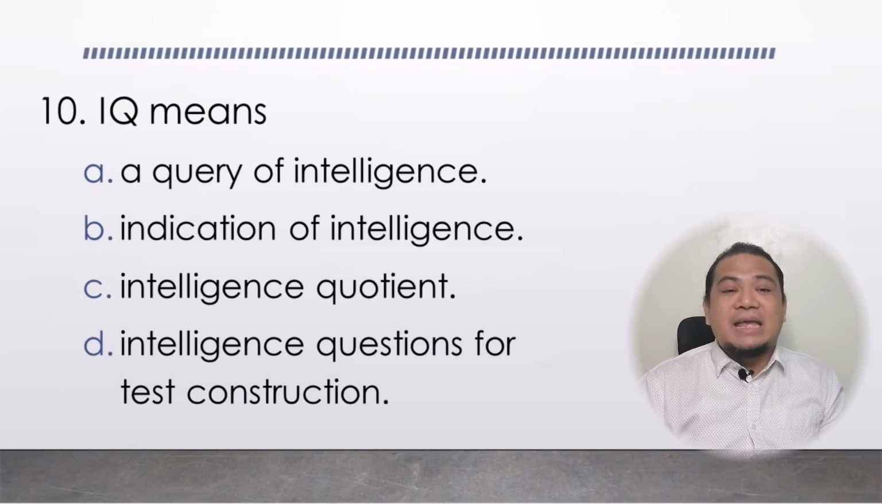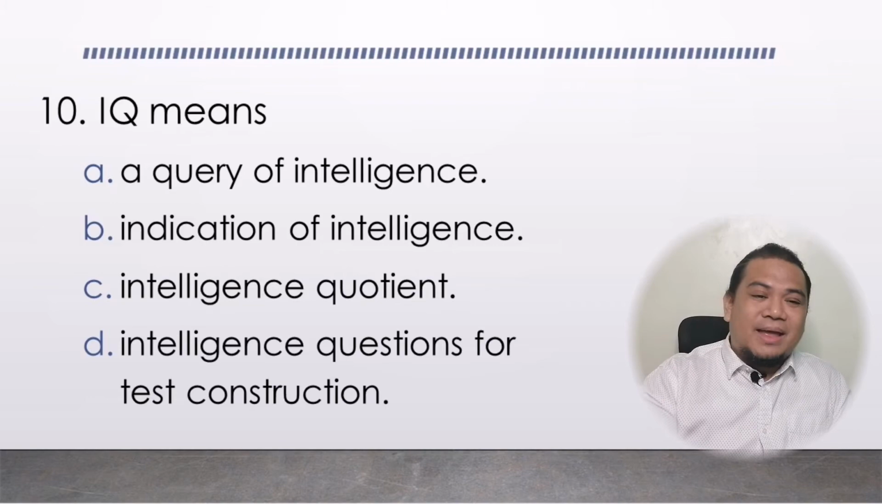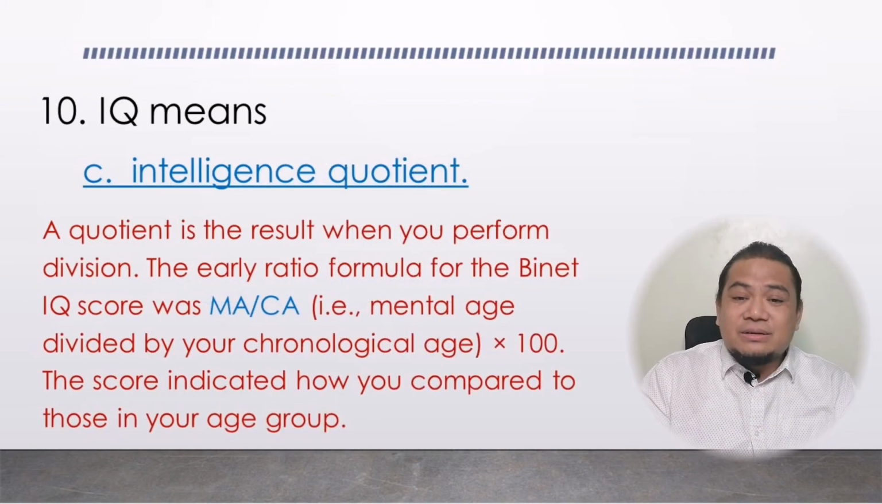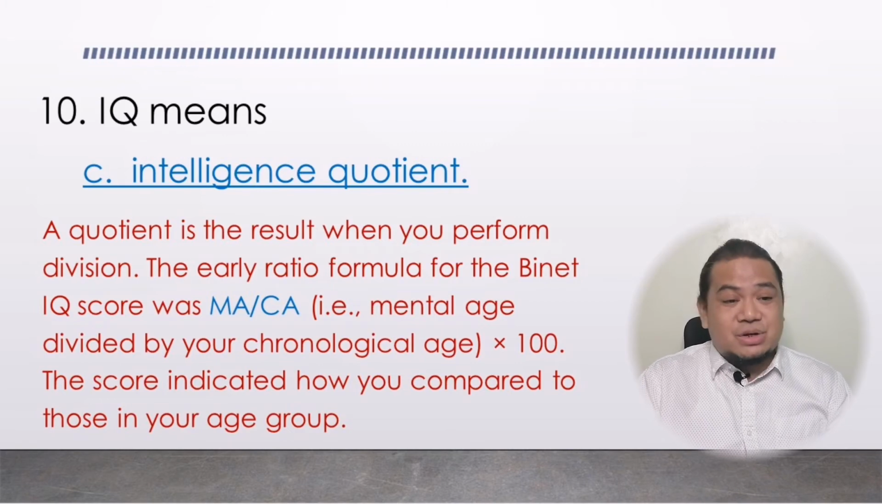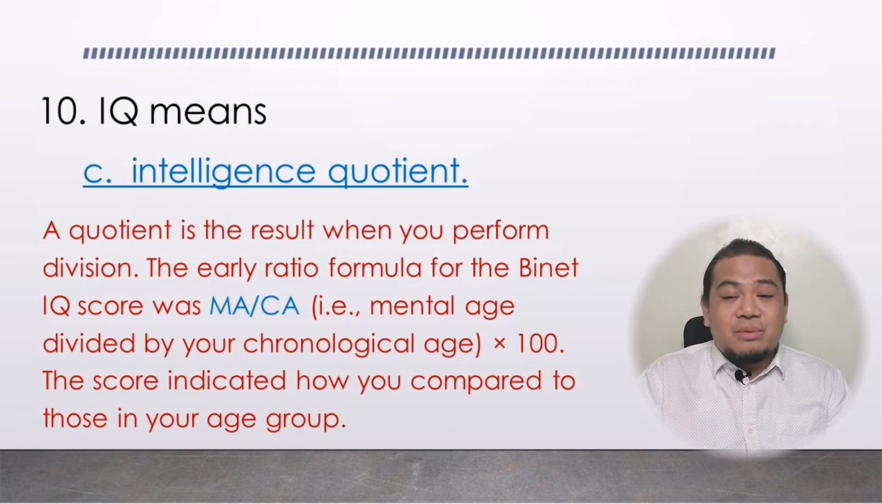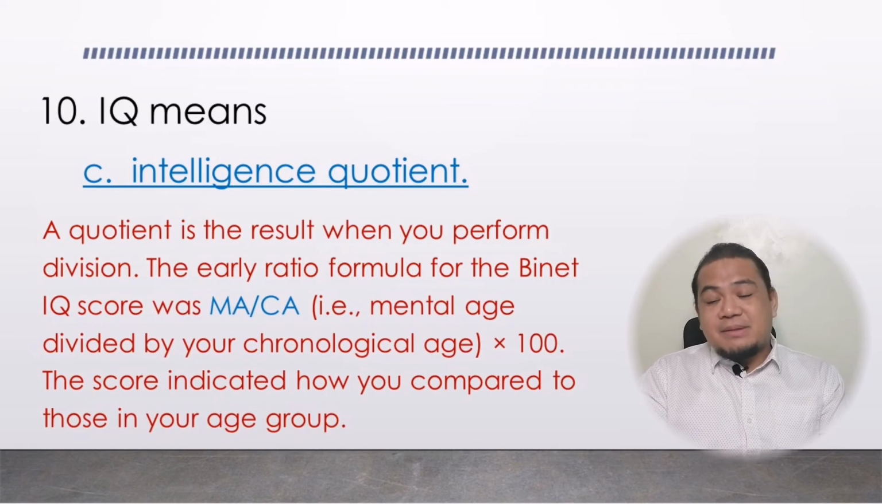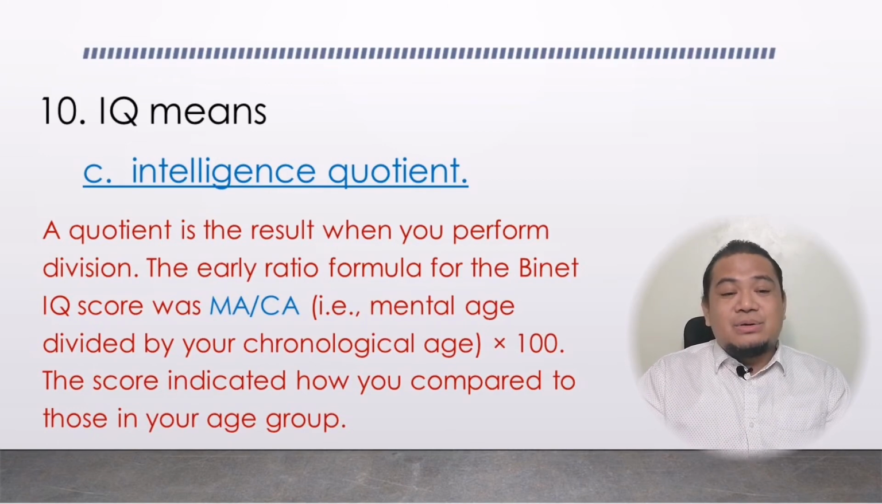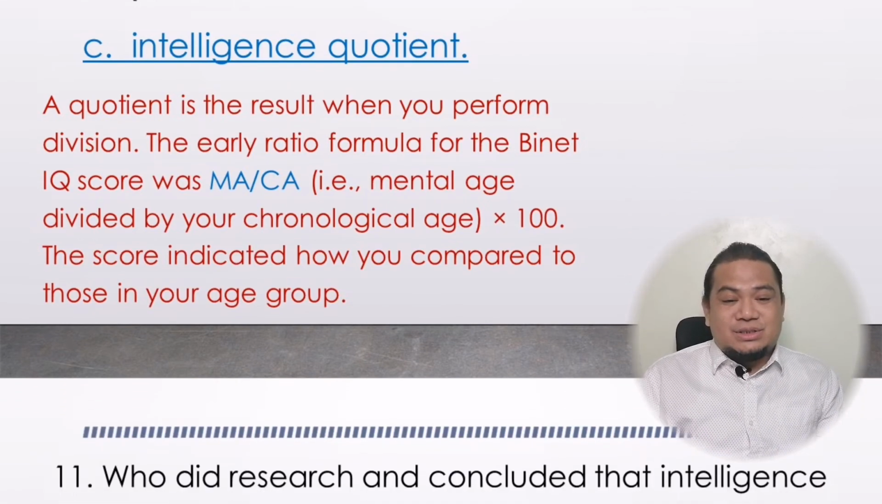Number 10, IQ means letter C, intelligence quotient. A quotient is the result when you perform division. The early ratio formula for the Binet IQ score was mental age divided by chronological age times 100. The score indicated how you compared to those in your age group.